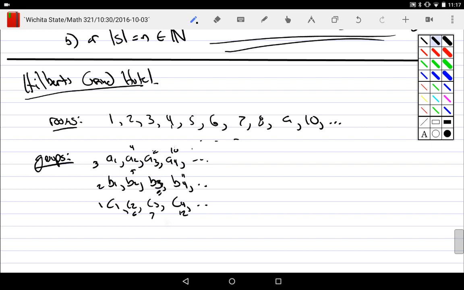1, 2, 3, 4, 5, 6, 7, 8, 9, 10, 11, 12. Will you count everyone? Yep. Will everybody get a room? Yep. So wait, I can fit 3 groups that are infinitely long into 1 group of rooms that's infinitely long, all of which are countable. So that's telling me that these 3 groups of infinity are actually still the same size as the rooms themselves.